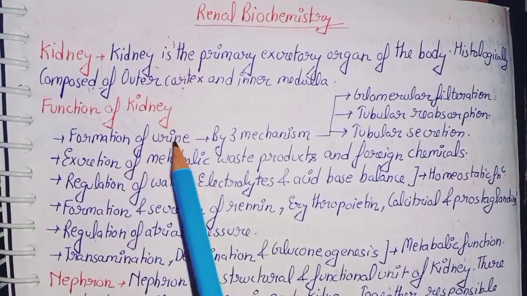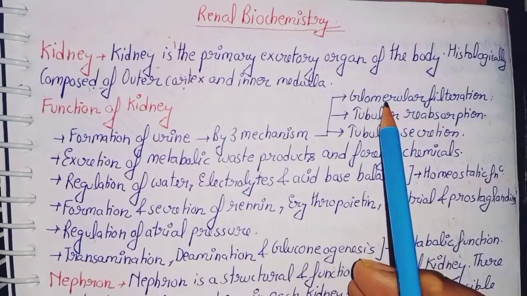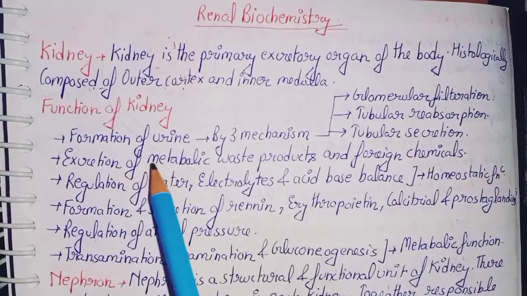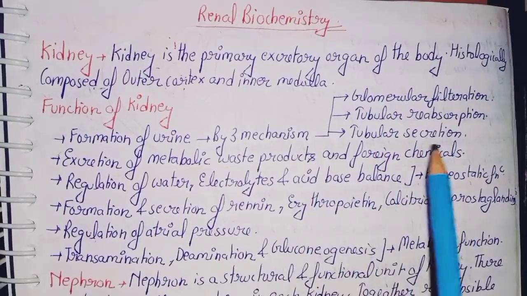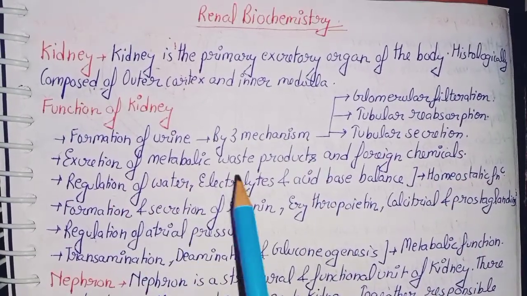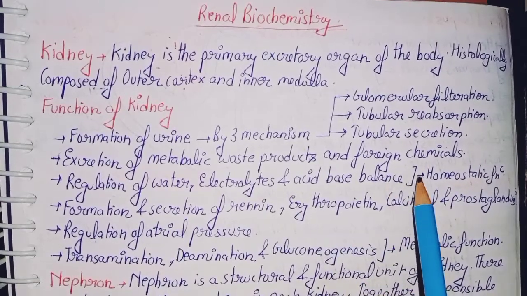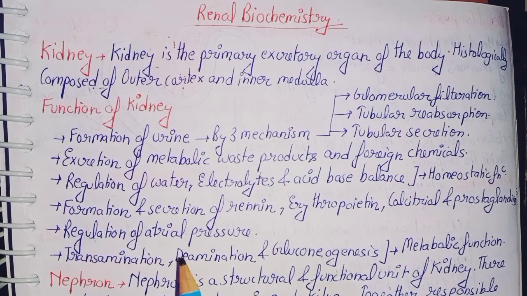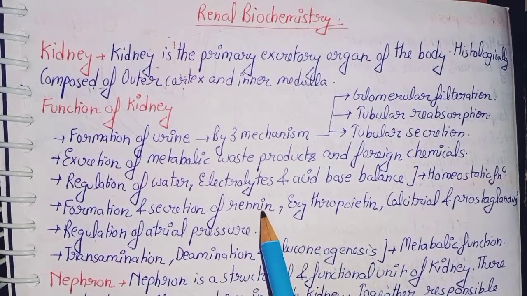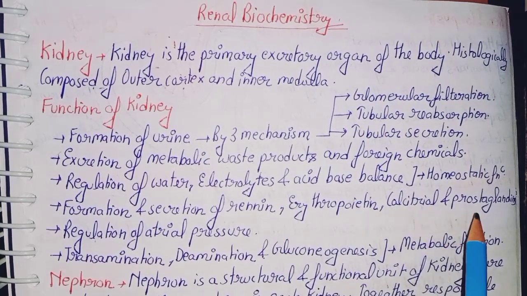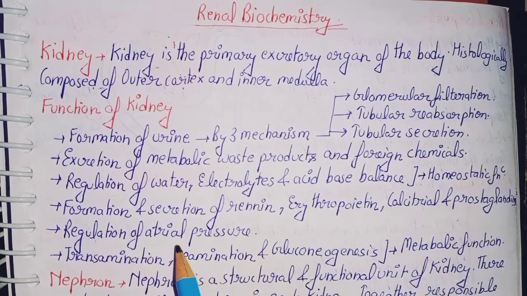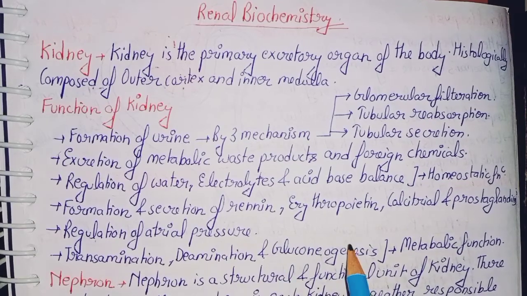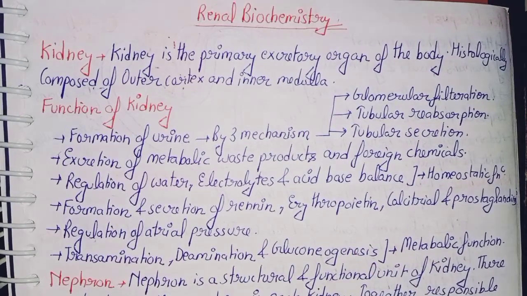Functions of kidney: formation of urine by three mechanisms: glomerular filtration, tubular reabsorption, tubular secretion; excretion of metabolic waste product and foreign chemicals; the regulation of water, electrolyte and acid base balance. It is a homeostatic function. Formation and secretion of renin, erythropoietin, calcitriol and prostaglandin; the regulation of arterial pressure along with transamination, deamination, gluconeogenesis, and it is a metabolic function.